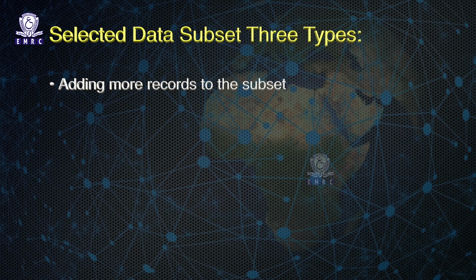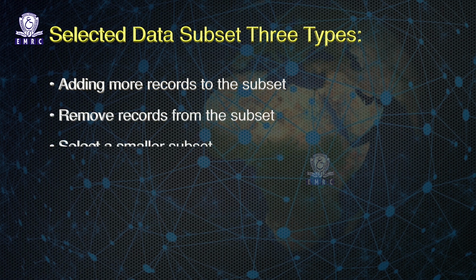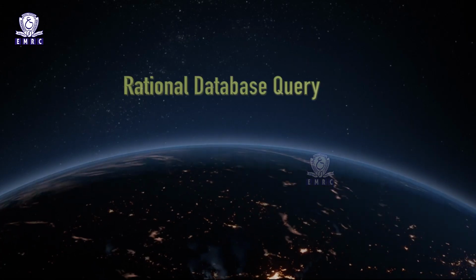Given a selected data subset, three types of operation act on it: adding more records to the subset, removing records from the subset, and selecting a smaller subset. Operations can also be performed between the selected and unselected subsets. We can switch between the selected and unselected subsets, or we can clear the selection by bringing back all records. These different types of operation allow greater flexibility in data query.